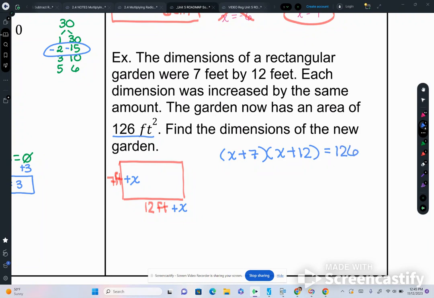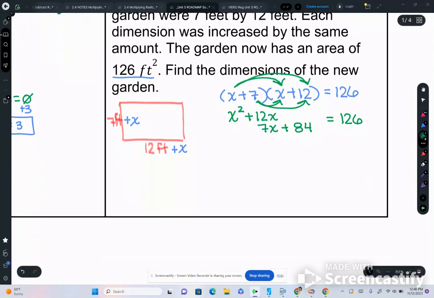And so we're going to multiply, whether that's the distributive property, or if you like the area model where you draw the box, that's fine. So we have x times x, which is x squared, x times 12, which is 12x, 7 times x, which is 7x, and then 7 times 12, which is 84. And over here on the right-hand side, it just stays 126. So we're going to simplify.